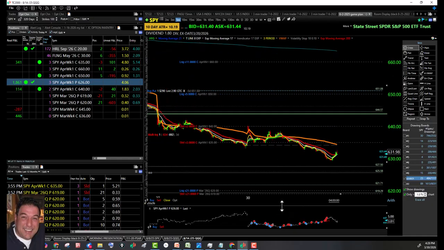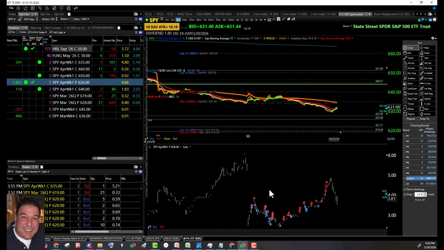Every one of these blue dots was a buy of contracts. The red dots were sells. So I bought, sold into strength. I reloaded my puts, sold into strength. Reloaded my puts and sold into strength. Reloaded, sold into strength. Reloaded, sold into strength. Right there. So I just traded puts all day long. Right there. These others were calls.